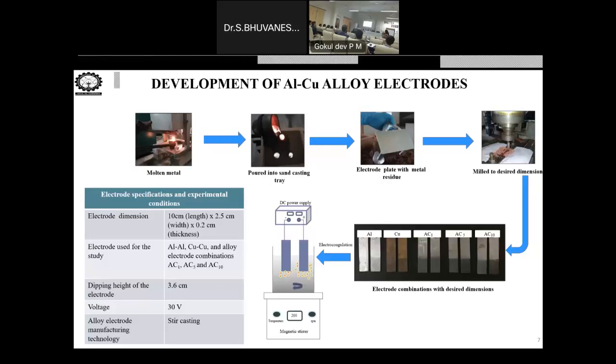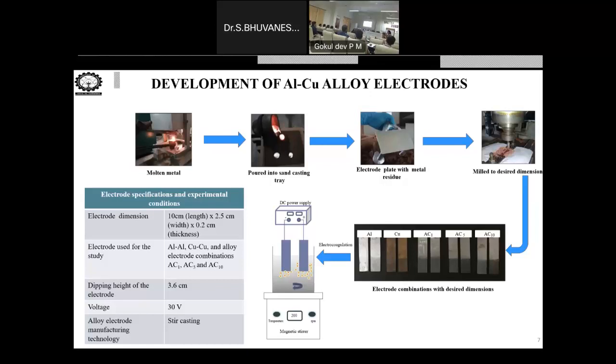Very thin sheets only, like small sheets. He has taken these electrode sheets. First combination is aluminum itself. Whenever we do some study, we have to study from the base. This is pure aluminum, this is pure copper. Second one, third one is AC1, then fourth is AC2. Fifth is AC10.